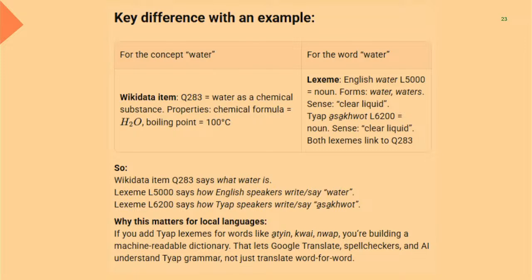That is the breakdown. So why does this matter for local languages? If you add Tyap Lexemes for words like a tin, kwai, ngwap, you are building a machine-readable dictionary that lets Google Translate, spell checkers, and AI understand Tyap grammar, not just translate word for word. So this is why it matters.